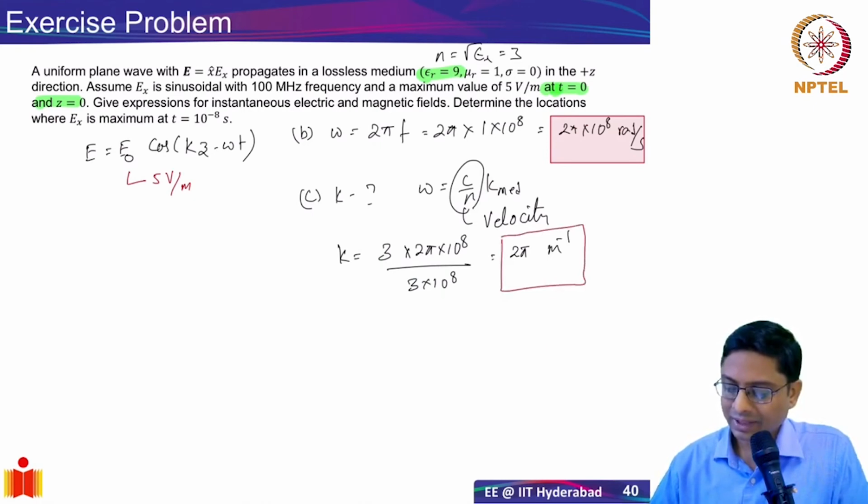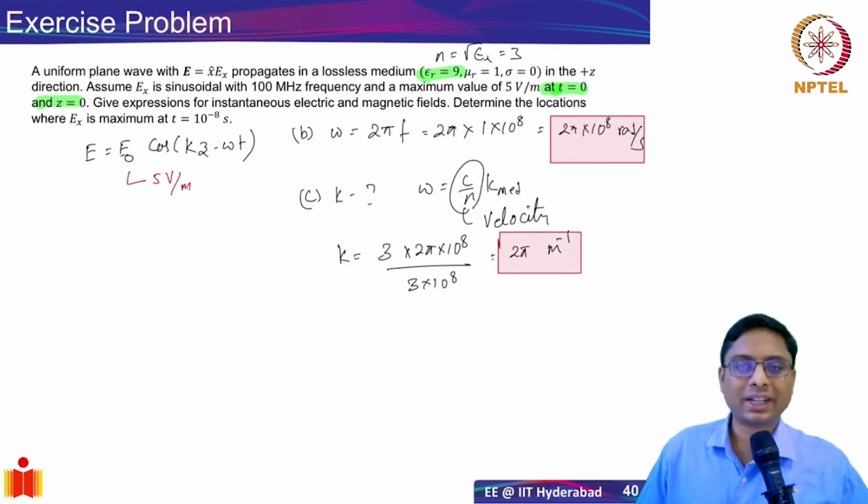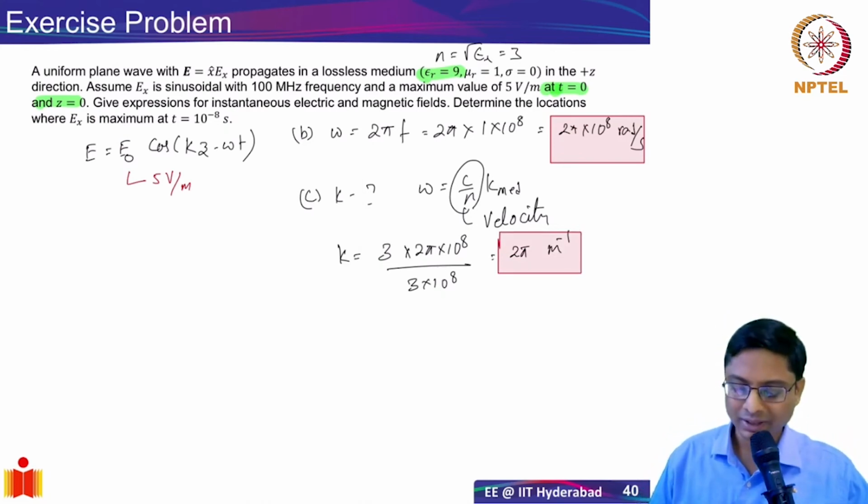So once I have these values, I can easily put them back into the expression, and I'll have an expression for the electric field. I won't do that, but yeah. So now this is the electric field, right? So we put back the k and omega, and that's it. We have the answer.